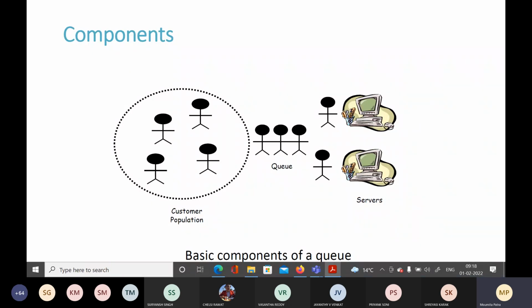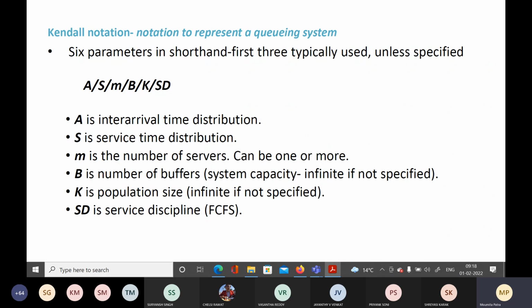Now, we have already studied the Kendall notation, so I will not get into it again, but I will just tell you again: A is the inter-arrival time distribution. If you are seeing the hand in the slide, if you're not, let me know. S represents the service time distribution, M is the number of servers, B is the system capacity, K is the population size, and SD is the service discipline.